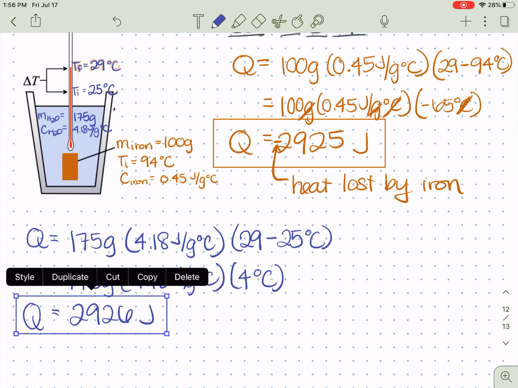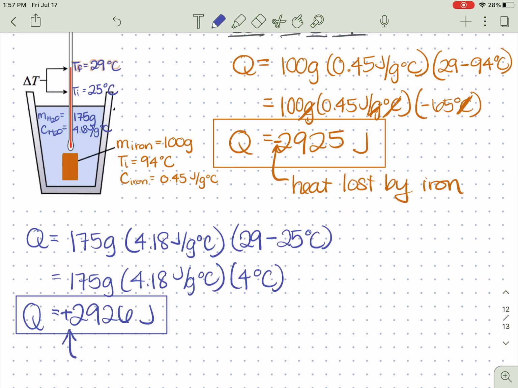In this case, this would be positive because this is the energy, it is energy, but heat energy gained by the water. So that's the heat that is gained by the water.